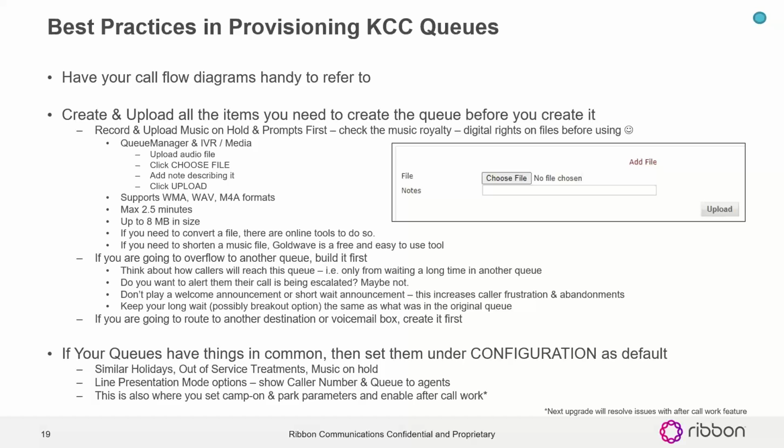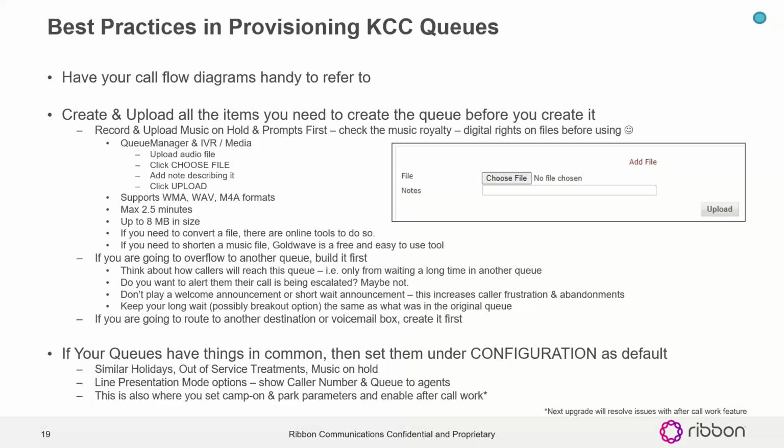Then you can go create your queues. Something to think about also is if you have things that are common, there is a function called configuration, which sets up defaults. And if you're doing all the same holidays, all the same business hours, the same music on hold, all of this, you can set that up under configuration. It'll automatically populate it, and then you can make changes as needed.